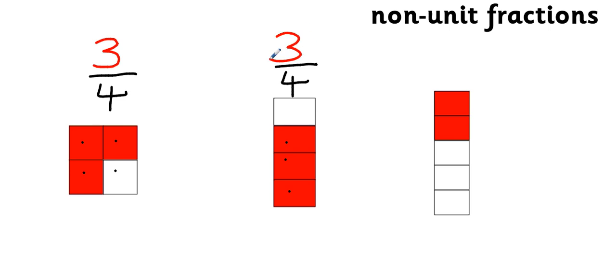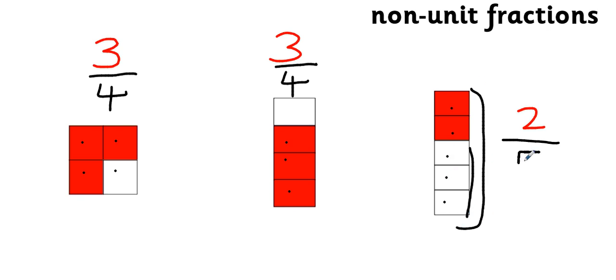And now let's look at the last example on this page. I can see that there are 2 parts coloured in. How many parts were there altogether? Altogether, remember, not how many parts are left. How many are there altogether? 1, 2, 3, 4, 5. 2 out of 5. 2/5.